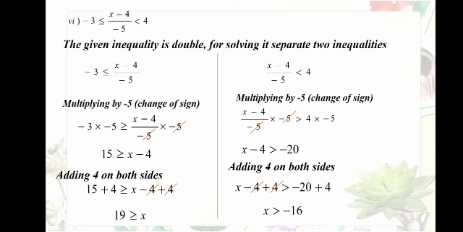So combining these two terms, the solution set will be 19 greater than equal to x greater than equal to minus 16, or you can write it like minus 16 less than x less than equal to 19. It's up to you how you want to write this equation, but it's compulsory to write the solution set.